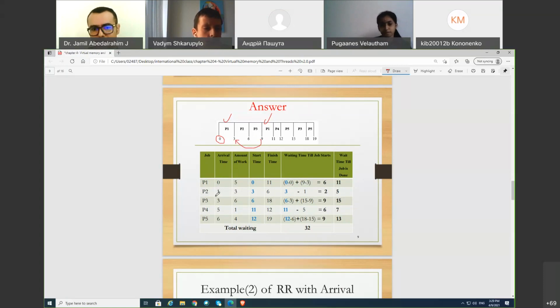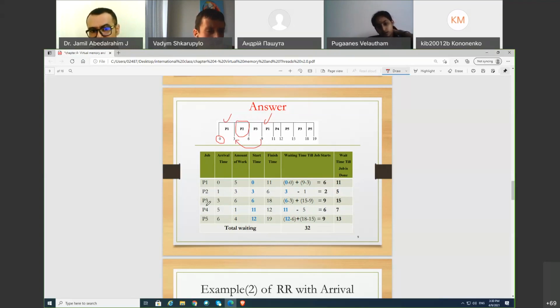And same thing for P2. P2, we have only one period. So just start time minus arrival time. 3 minus arrival time 1. We got the waiting time till job start. So the formula here, waiting time till job start, is the start time minus arrival time. But if we have too many start times, we follow this way.